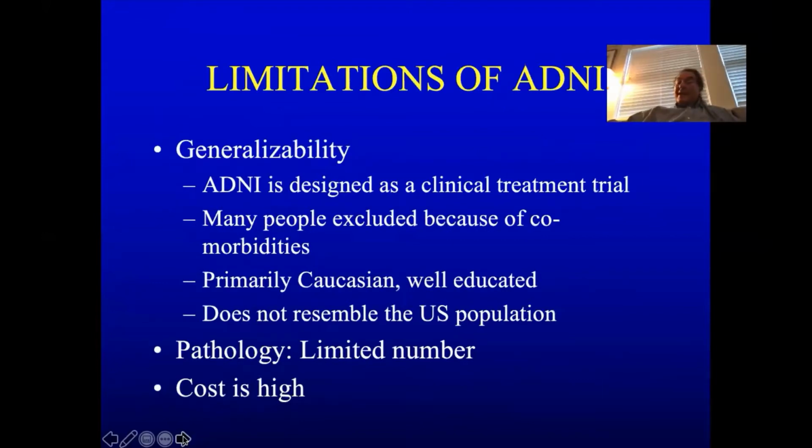Well, what are the limitations of ADNI? The first is the generalizability. ADNI was designed as a clinical treatment trial, but many people were excluded because of comorbidities. So we excluded a lot of comorbidities, even though there still are a lot of comorbidities. Our population is primarily Caucasian and very well educated, average education of 16 years. So we have a lot of people with master's degrees and PhDs.